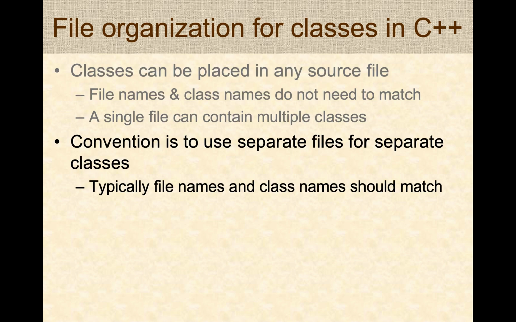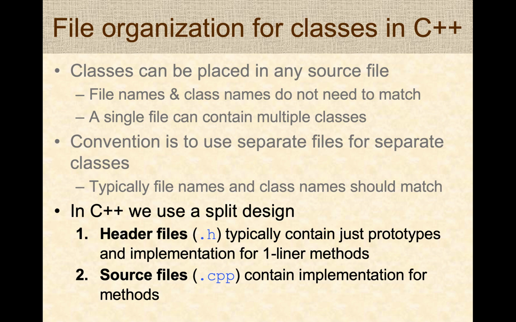However, the general programming convention in C++ is to use separate files for separate classes. Typically, as a rule of thumb, we will keep file names and class names to match. This is only a convention and not a language requirement. In C++, we'll use a split design. We will have what are called header files that will contain just the prototypes and maybe implementation for short one-liner methods. Most of the implementation will be done in source files, which will have the .cpp extension.